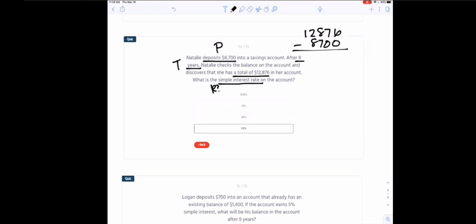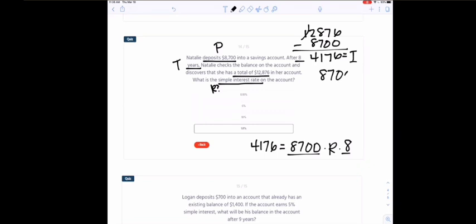12,876 minus 8,700: 6 minus 0, 7 minus 0, 8 minus 7, borrow, 12 minus 8, 4. So she earned $4,176. So now that we have everything, let's plug it into our equation. So 4176 is the interest earned. The principal is 8,700. We don't know what the rate is, but we know it happened in 8 years. So let's multiply these two together. 0, 0, 56, carry the 5. 8 times 8 is 64, plus 5, 69.